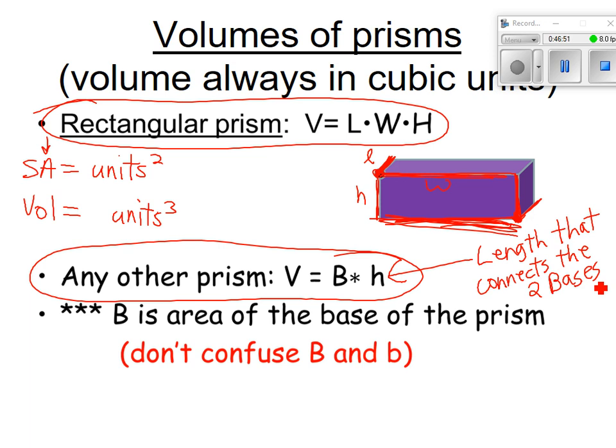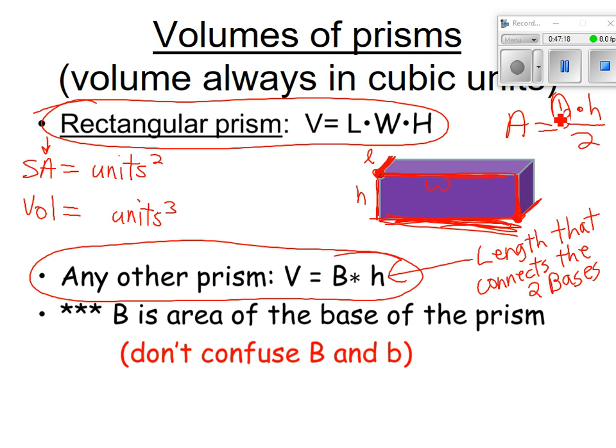When we're talking about the big B, that's the area of that triangle. The big B is the total area of that triangle. When we have the formula for the area of a triangle, where it's b times h divided by 2, that's a little b. That's the base of just the triangle. So don't get big B and little b confused.